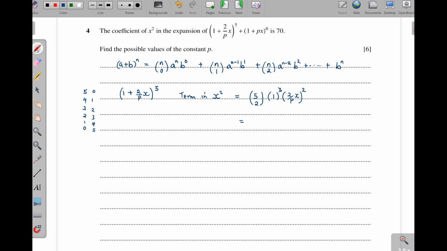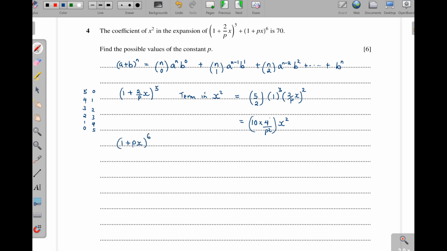5 combination 2 is 5 times 4, 20, divide by 2, that will be 10. Then 1 squared, 1 cubed is of course 1. And then what else do we have here? This is 2 squared, that will be a 4. 4 here, then over p squared, and then that is x squared. Okay, then we also have this other one here, 1 plus p x power 6.